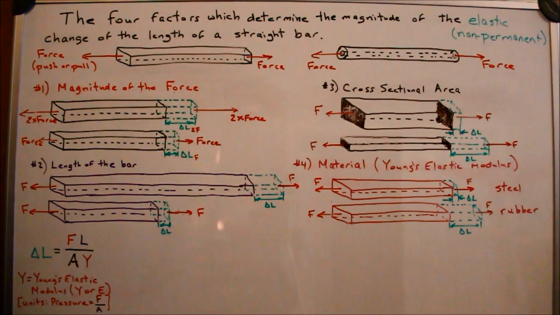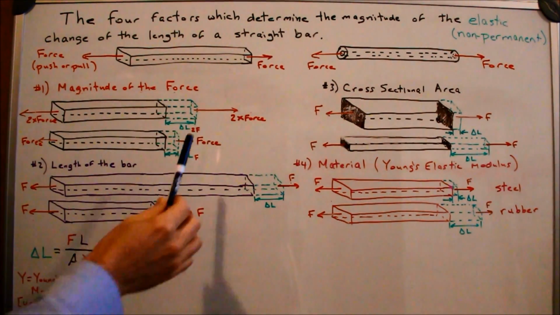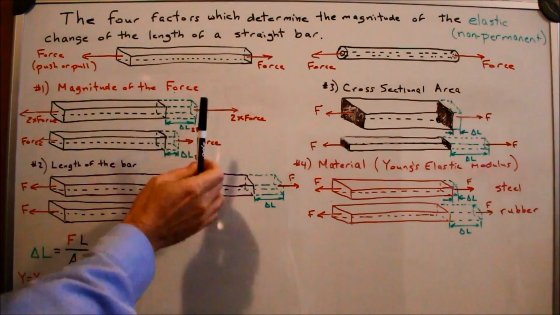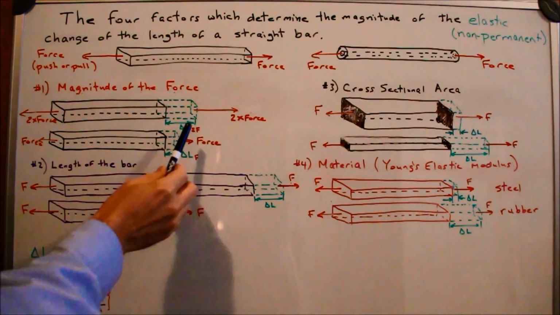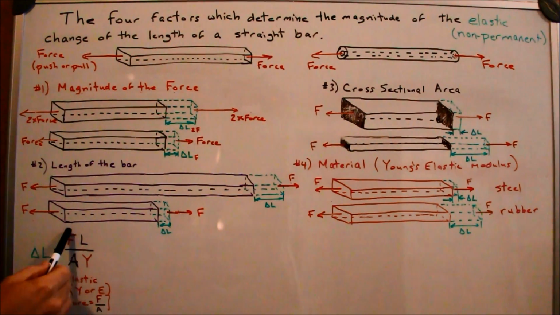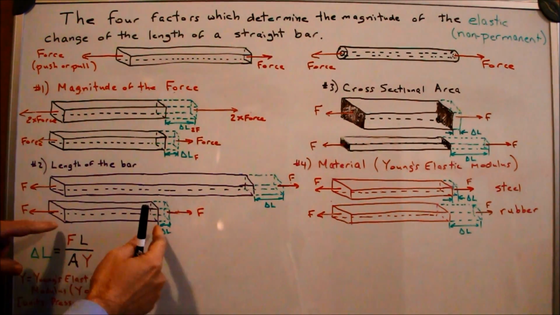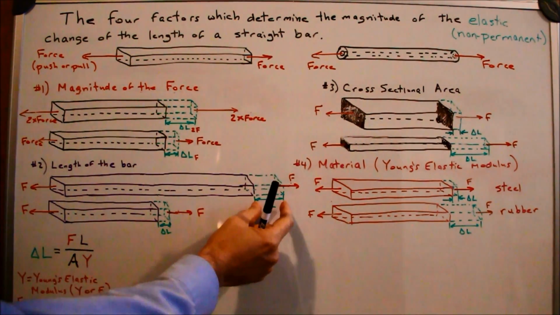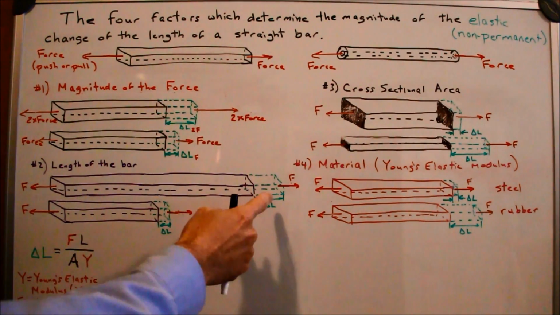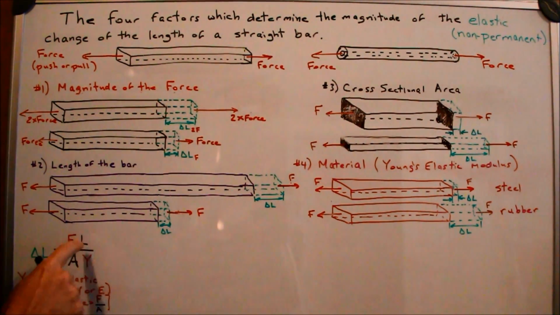The first factor that affects the elastic change in length of the bar is the magnitude of the force. If I double the force, I double the change of that elastic deflection. So there's a proportional relationship between the change in the length and the force. The second factor is the length of the bar. If I double the length of the bar relative to this one, I'm going to have twice the elastic deflection. So once again, a proportional relationship between the change in length and the length.